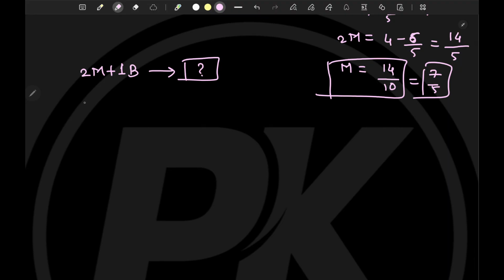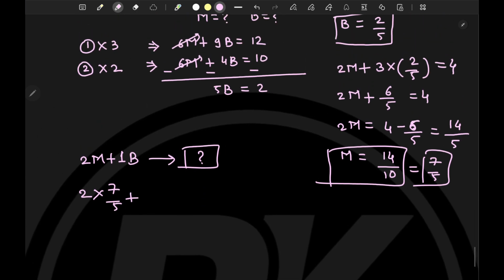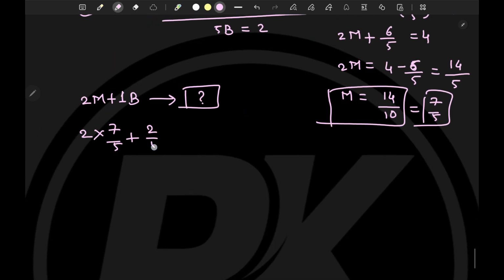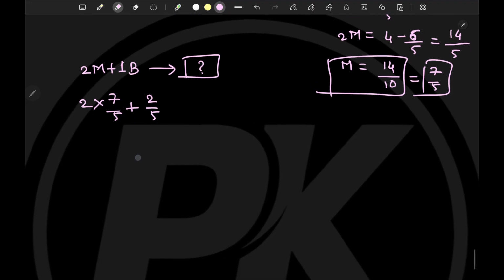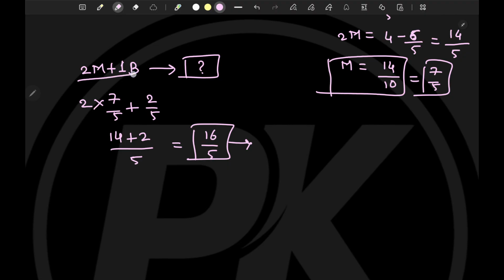So then that will be, see, 2 times the value of m, which is 7 by 5, plus the value of b, which is 2 by 5, right? And just try to calculate. So that will be equal to 14 plus 2 divided by 5, and that will be equal to 16 divided by 5, right? So this much portion these two men and one boy will complete in one day, right?